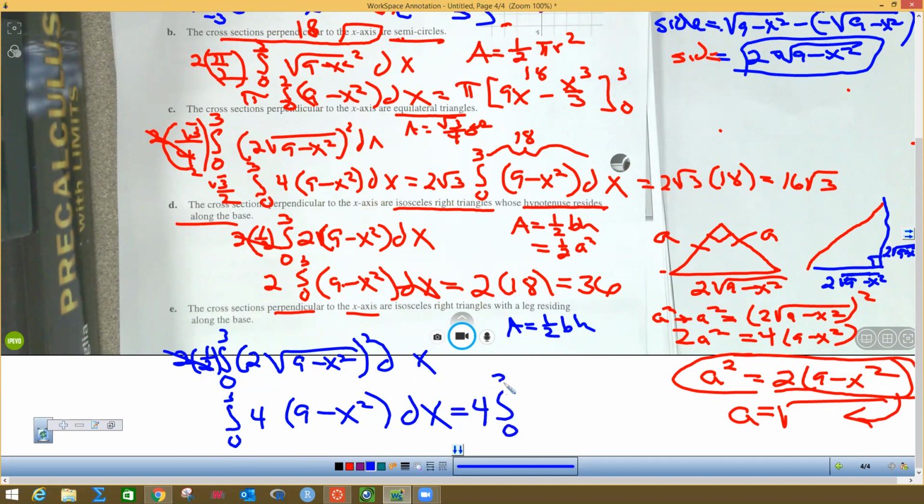from 0 to 3. Okay. And then I still have my 9 minus x squared dx again, which is the same thing I've had on almost every problem, which we found earlier became 18 right there. So this is still 18. So this is going to be 4 times 18, which is 72, is the volume of this last one.